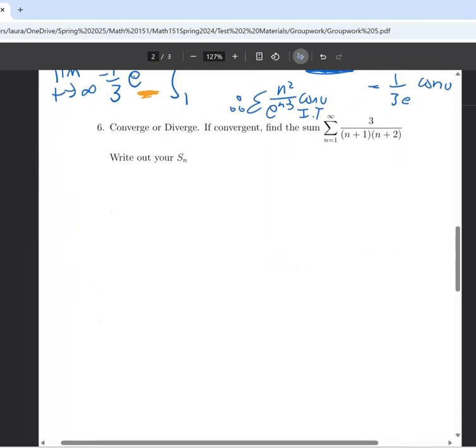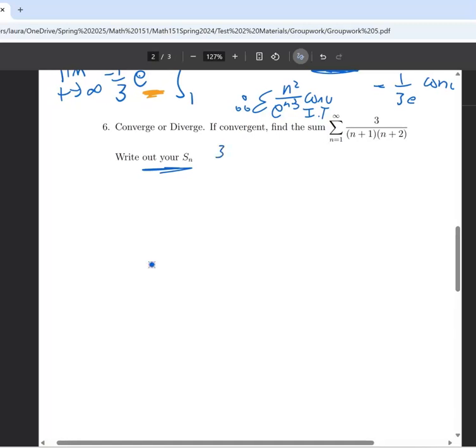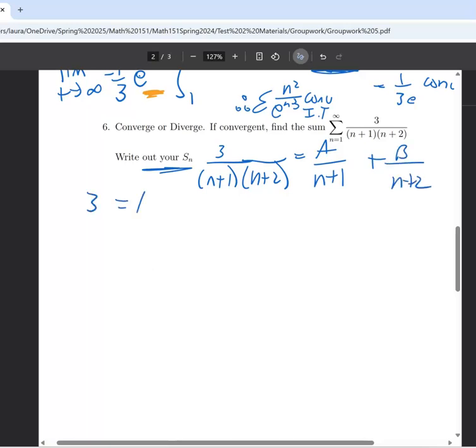Okay, so this one here, I wanted to make sure that you have to write out what the S sub n is, because I know you can figure out the canceling pattern, but I want you to show me all your work. First step is, again, to do partial fractions. N plus 1, n plus 2. You're expert at this from last section. So I get 3 is equal to n, a times n plus 2 plus b, n plus 1.